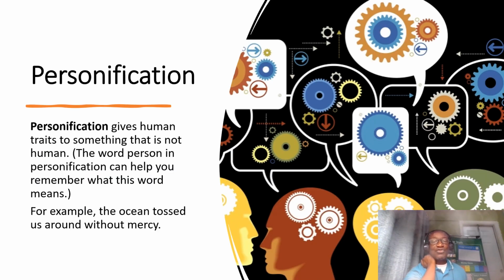Personification is giving human traits to something that is not human. The word person in personification can help you remember what this word means. For example, the ocean tossed us around without mercy.